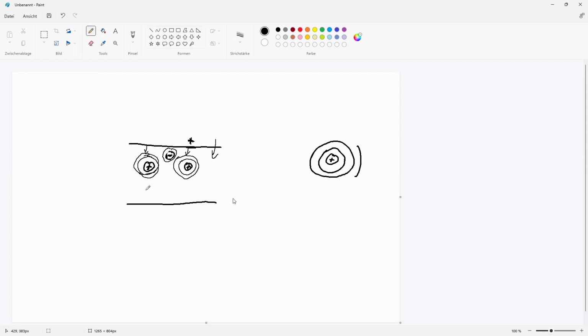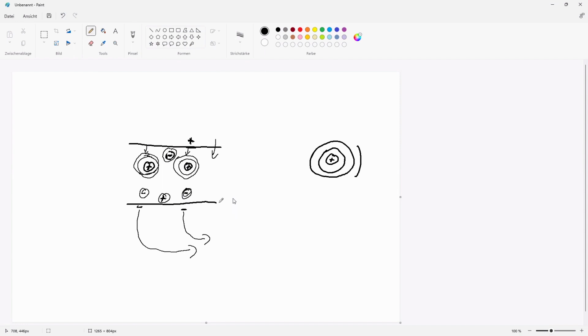On the other side, it's the other way. You have here minus, and you have here plus, silicon dioxide. And when you come closer to the negative charge, then the electrons will go away, and you get a negative charge on this plate.